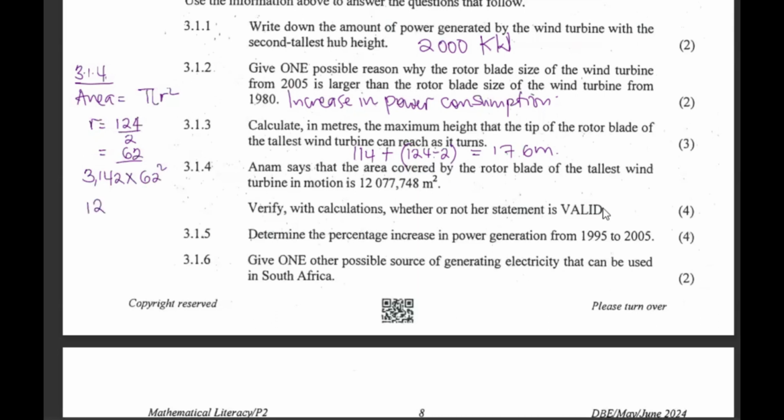So indeed we get 12,077.848. Now this one is 7, yours you've got 8. Okay, we can say it's invalid, but when you leave the whole number, it's valid. It's invalid, but when you leave the whole number, it will be valid. It will depend on the calculations.